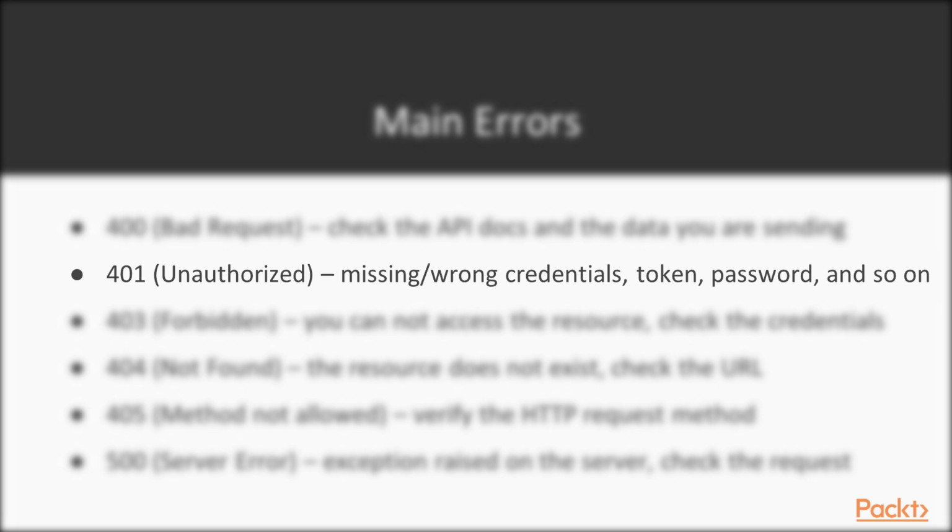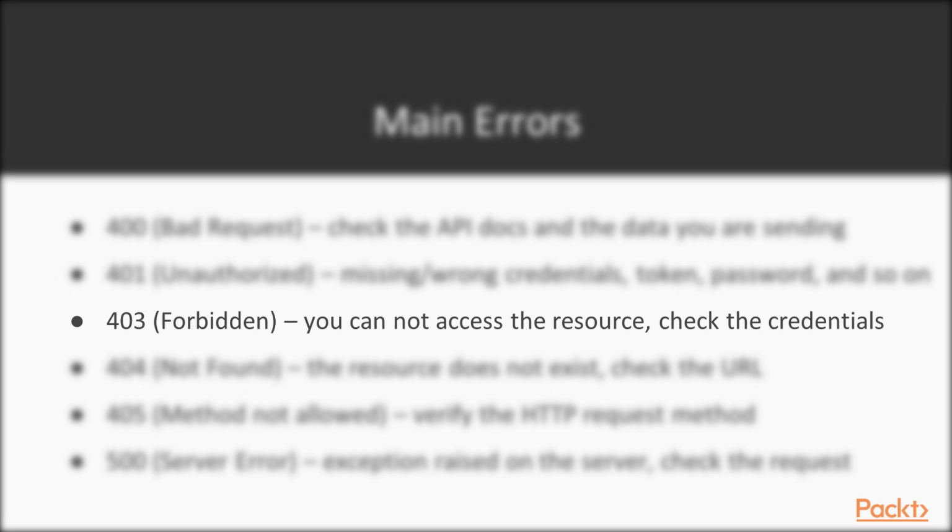401, Unauthorized. You probably have missing or wrong credentials, token, or password. It's very common when you're doing some requests that you have to provide passwords, tokens, and credentials. So if you get a 401, it usually means that you have missing or wrong credentials. 403 is very similar to 401, but it says that you don't have access to that resource. So make sure that you have the correct access level to access that resource and double check the credentials you have.